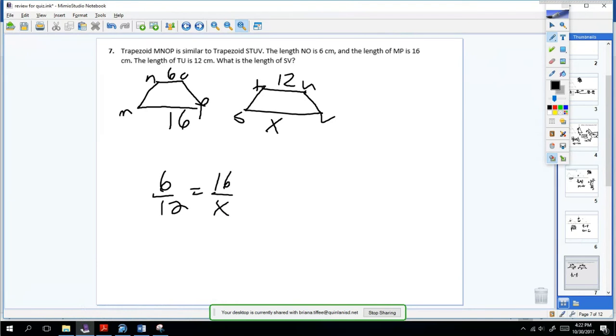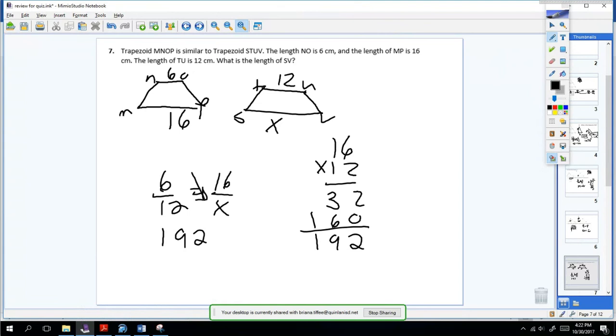And we're going to cross multiply. So you're going to do 16 times 12, which is 192. And then 6 times x, which is 6x. So then you're going to divide by 6 on both sides. 6 goes into 19 3 times. That's 18. 6 goes into 12 2 times. So my new length is 32.